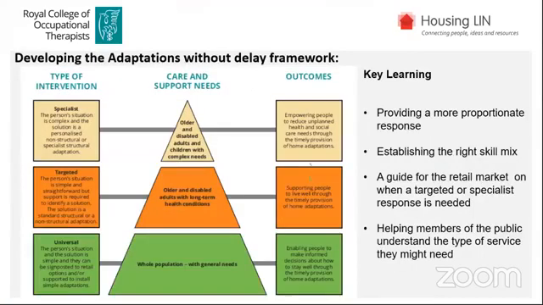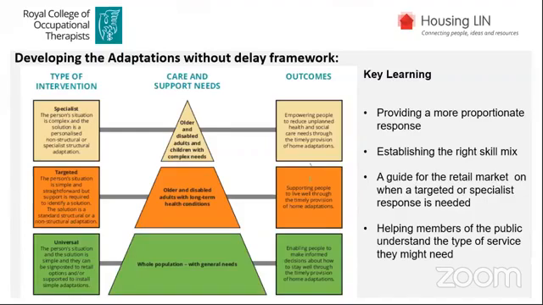Just keeping an eye on time. So based on complexity, what we then did was come up with this adaptations without delay framework, and it's just a way of visualizing how we could begin to think of doing things differently. So this idea around you needing more specialist knowledge involvement for those people where the situation is quite complex and where the solution needs to be really personalised. So those are for those adults with really complex, older and disabled adults and children with more complex needs.